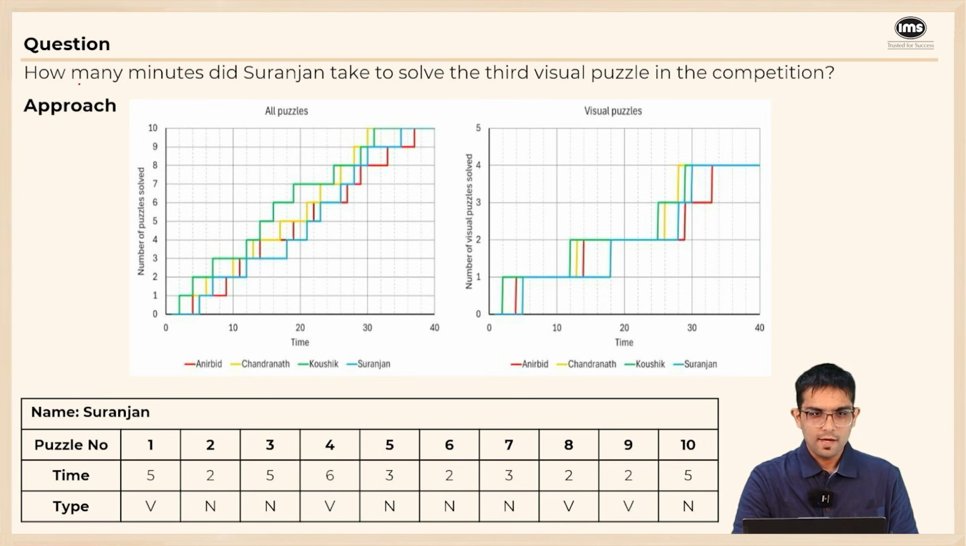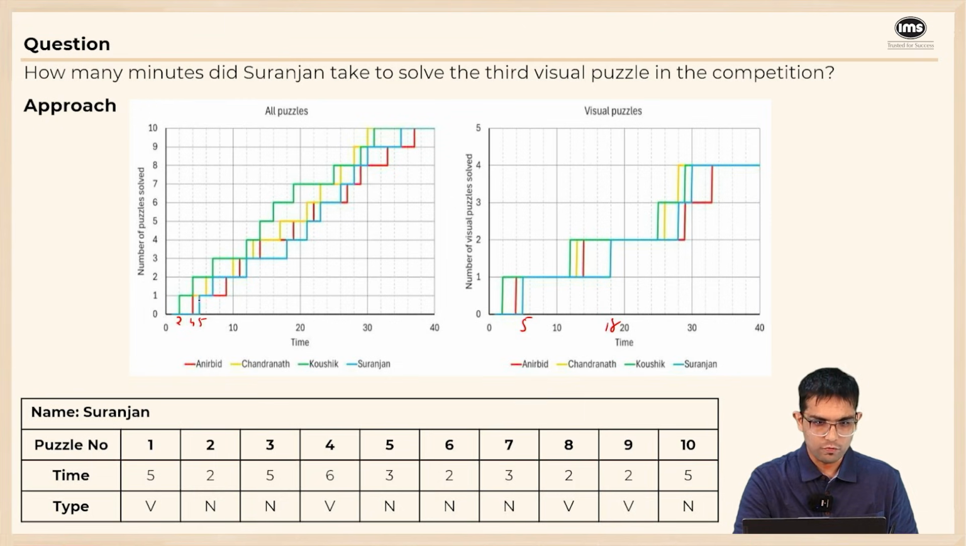Now this question says, how many minutes did Suranjan take to solve the third visual puzzle? If you can understand, Suranjan takes the first puzzle. To solve the first puzzle, he takes 5 minutes. So this is Suranjan, blue colored. So this is 2, 4 and 5. And the first visual puzzle also he takes 5 minutes. That means the first puzzle that he took 5 minutes was the visual one. The second visual puzzle is getting over at the 18th minute. So we need to understand on which question he takes the 18th minute.